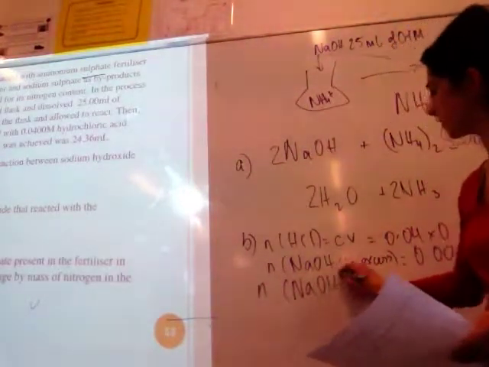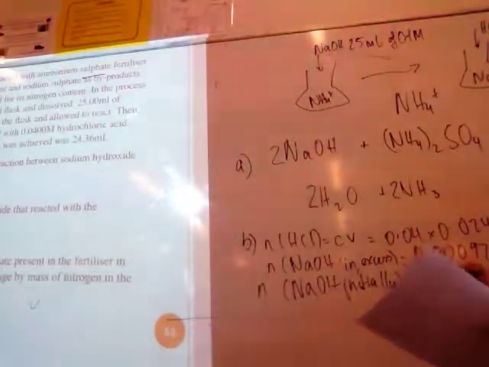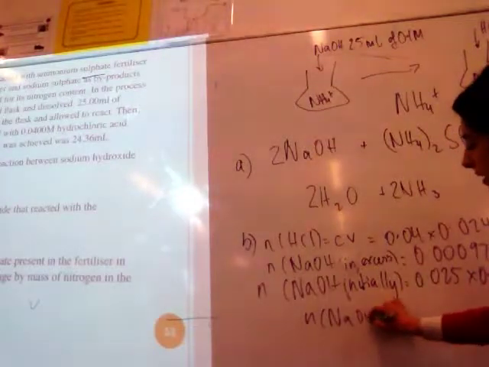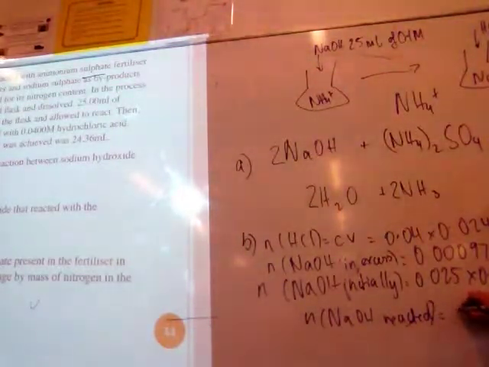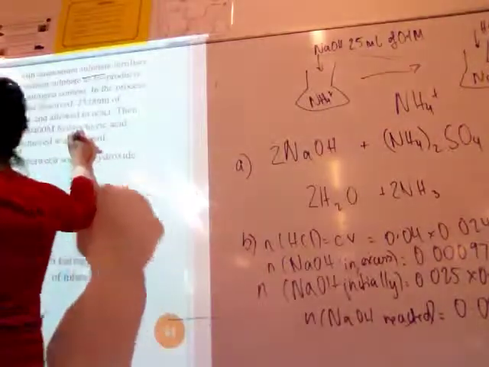The moles of NaOH initially, how do we work that out? 0.025. Excellent. 0.025 times 0.1 equals 0.0025, and then the moles of NaOH reacted. Excellent. So 0.0025 minus 0.0009744 is 1.53 times 10 to the negative 3 mole. I've just put it into sig figs because when you're answering the question, you need to have it in the correct sig figs. And how many sig figs does this have?